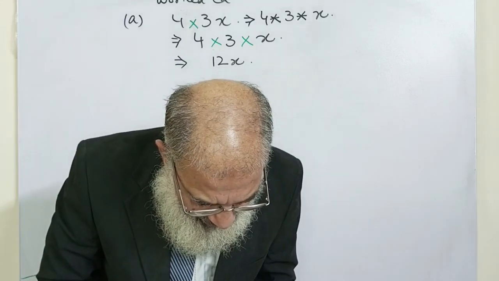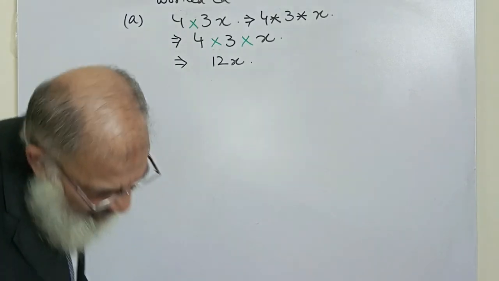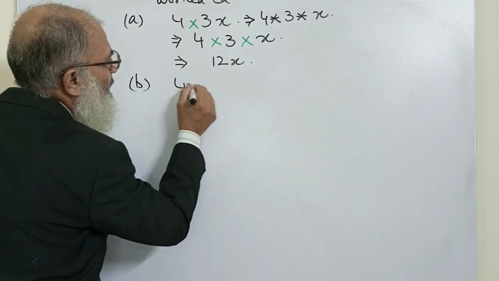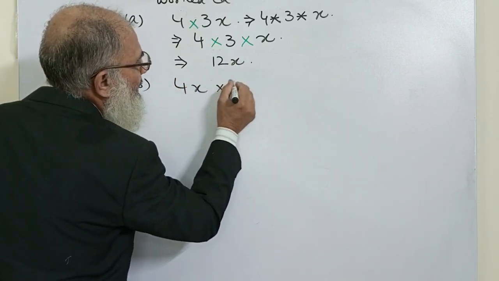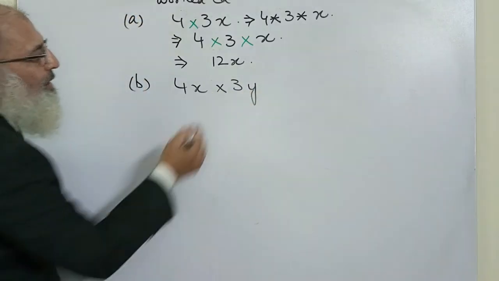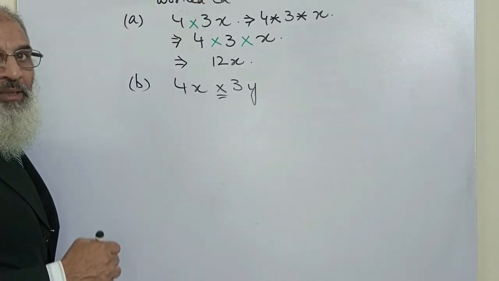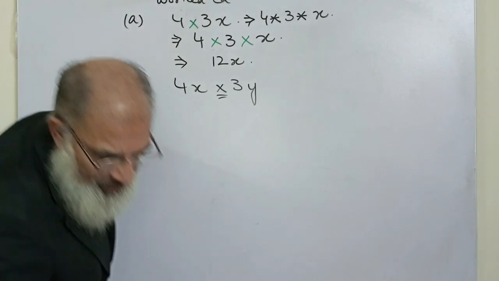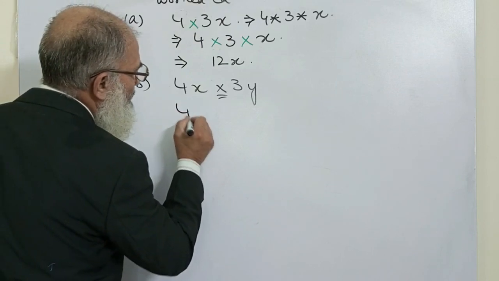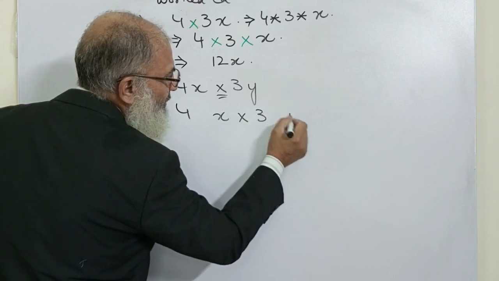Again, there is part B, 4x multiplied by 3y. Part B, 4x multiplied by 3y. Again, you see that one multiplication sign is given over here, and we have to insert the multiplication sign again. So what I do here is 4x, and this is the given sign, and 3 and y.